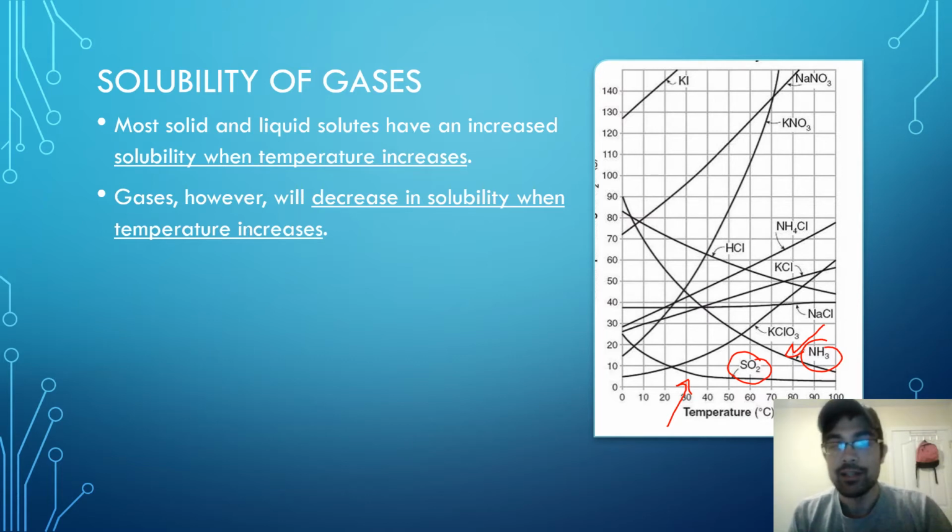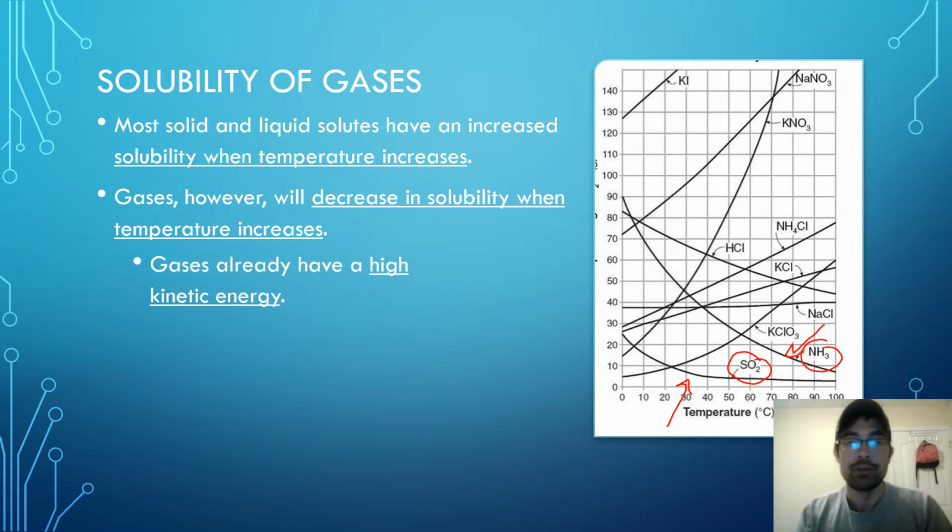And the reason for that is, if you remember, going back to gases themselves, they are already high energy particles. They are already moving super fast as is, and so usually if you add more energy to something that's moving already very quickly, it's going to speed up even more. And that means it's going to be very difficult for the solvent particles to keep them dissolved inside of that solution. So when you heat up a gas that's already moving quickly, it becomes less soluble.